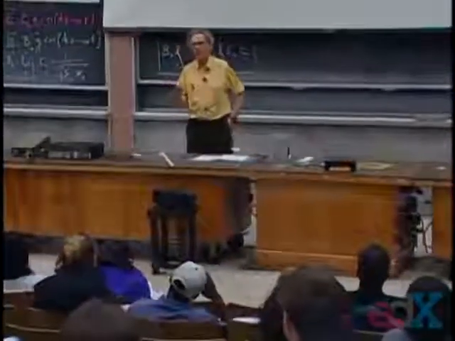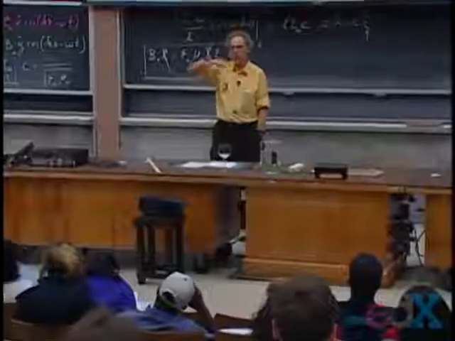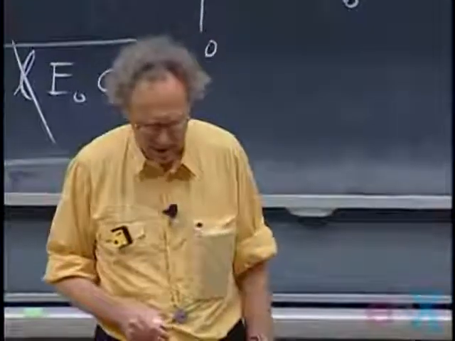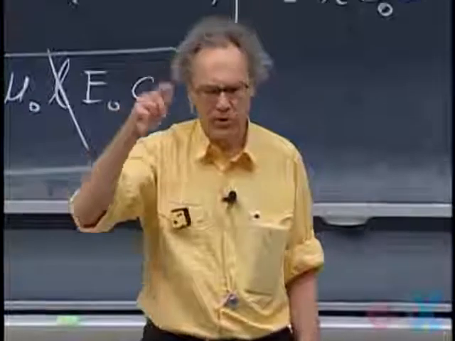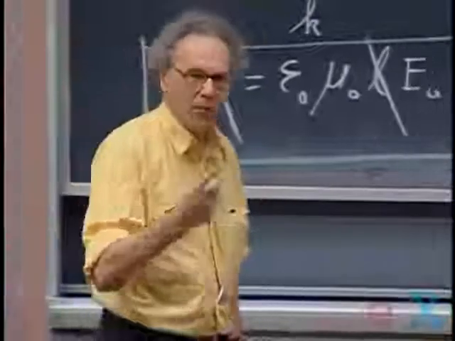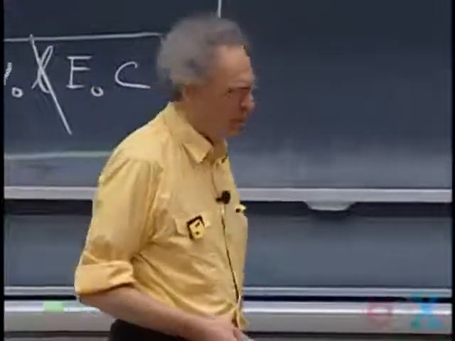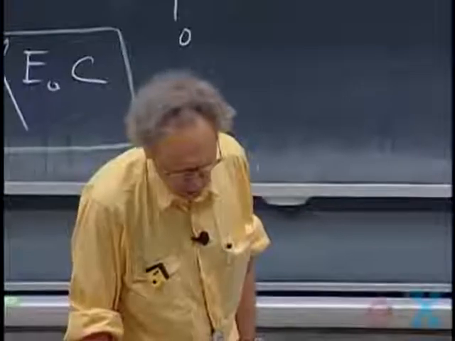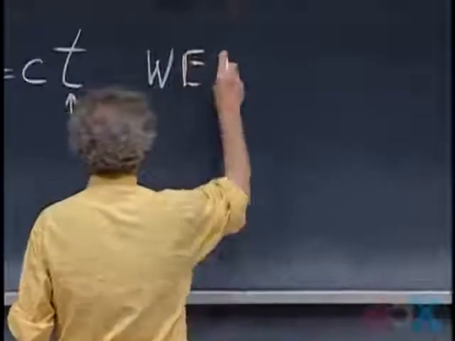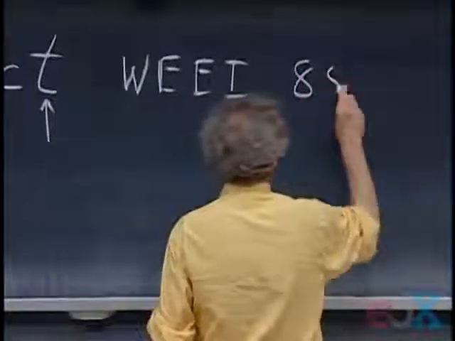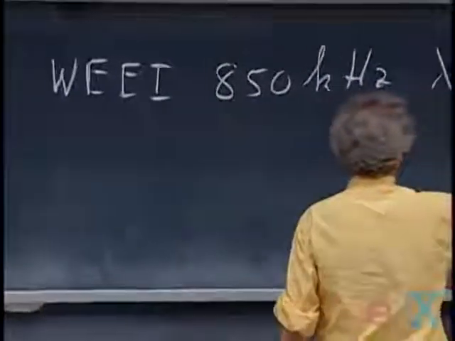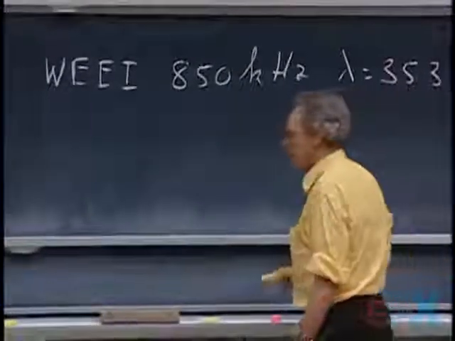Radio waves can be generated by oscillating charges, and we'll talk about that a great deal in the next lecture. So you run alternating current through wires called antennas. This is an antenna. And then you create electromagnetic waves. Radio stations transmit at a well-defined frequency. For instance, WEEI transmits at 850 kilohertz, wavelength 353 meters.